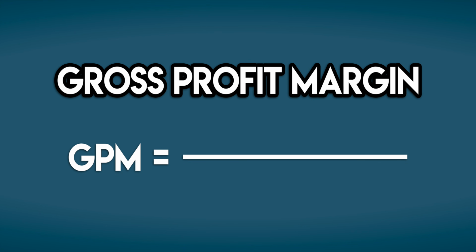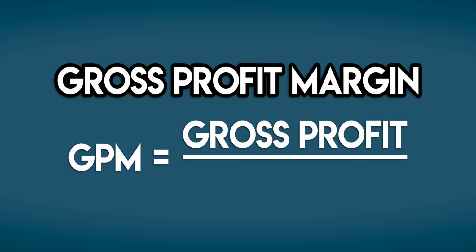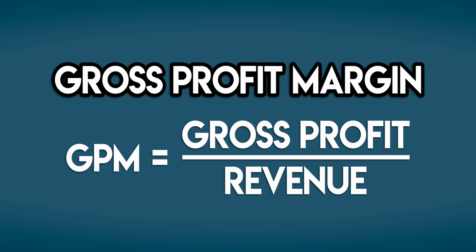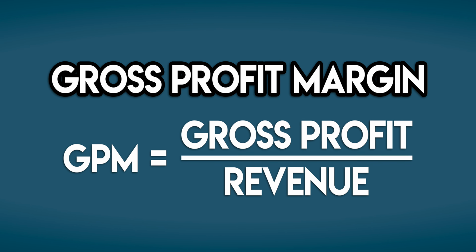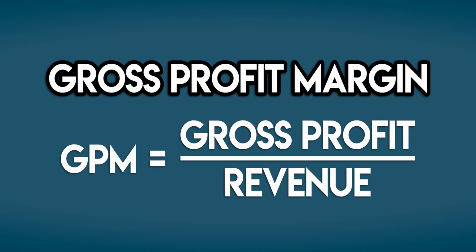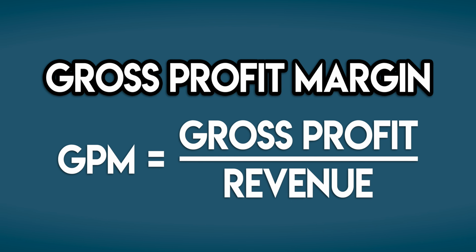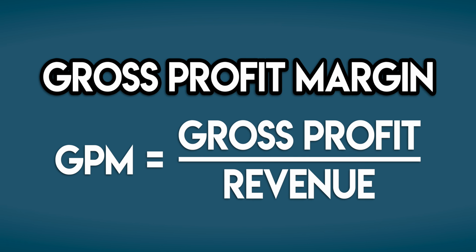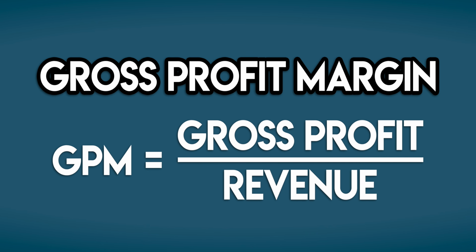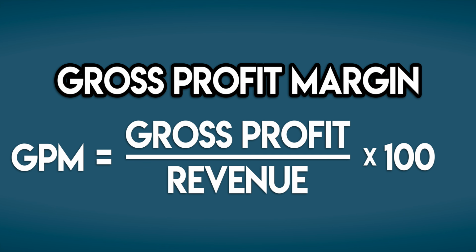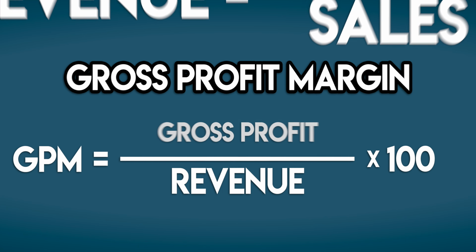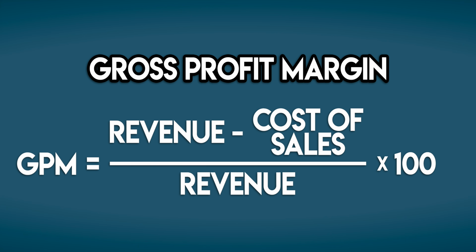Gross profit margin is gross profit divided by revenue. It's a profitability ratio that measures a business's ability to generate gross profit from each unit of revenue earned. We often show it as a percentage, so if that's the case, then remember to multiply by 100. Gross profit is a business's revenue minus its direct cost of sales. So here's another way to write the same equation.